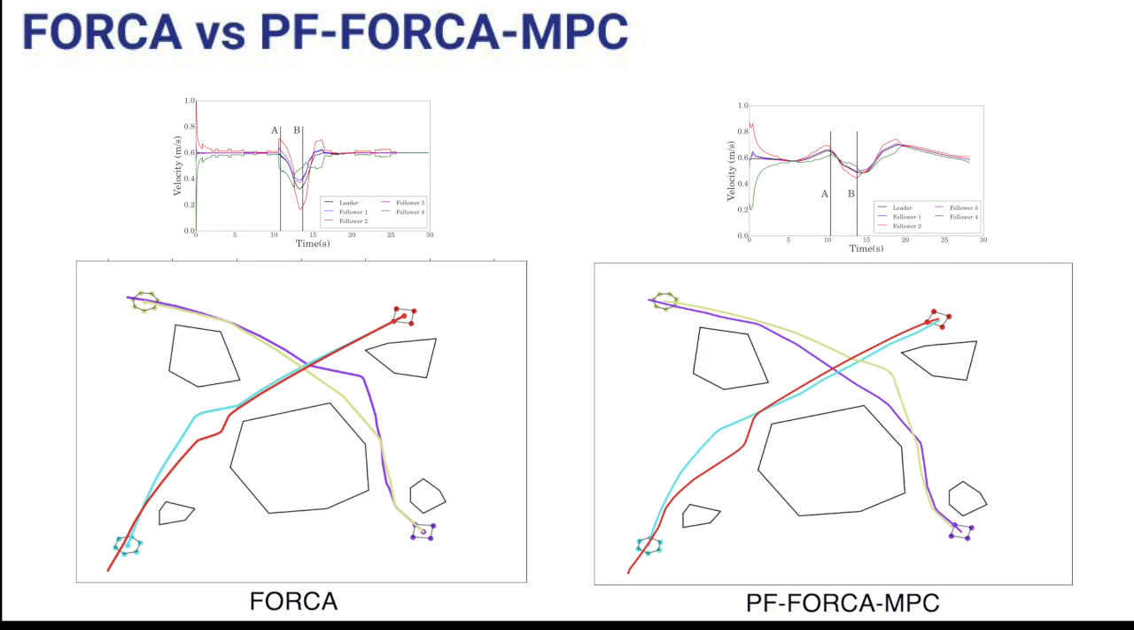Similarly, if you look at the velocity plot, the velocities of the robots between points A and B with FORCA have sudden jumps while avoiding a collision, whereas with PF-FORCA-MPC, the velocities are much more stable without any sudden jumps. Through this simulation, our solution shows the ability of formations to look way ahead into the future and take their present action, hence avoiding any sudden jumps in their velocities and trajectories.